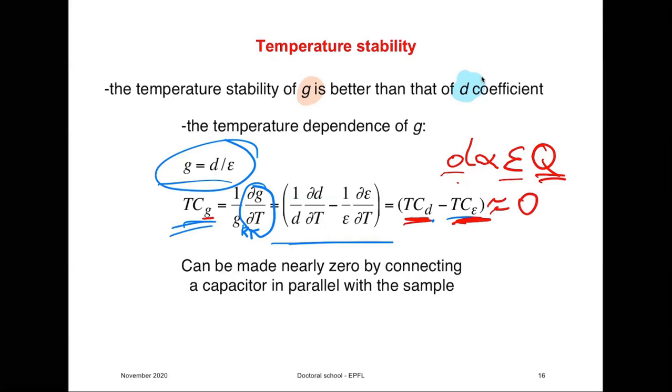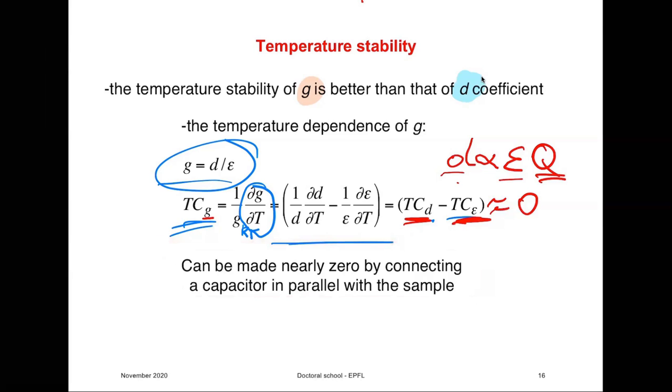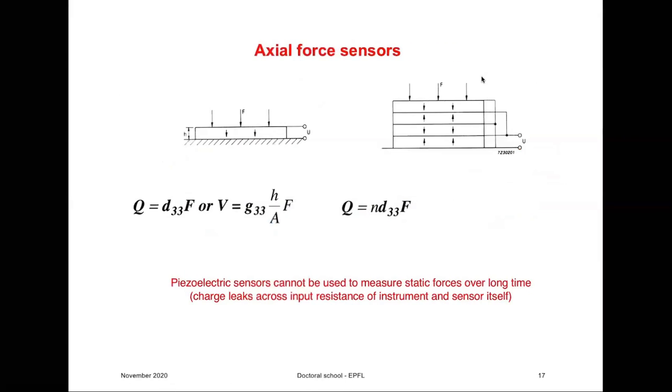And therefore, with respect to the temperature, G coefficient is much more stable than D coefficient, at least in ferroelectric materials. You can make a temperature coefficient of a D more constant if you connect a capacitor in parallel with the sample. This can be done, but that introduces another element in the circuit and is usually not desirable.